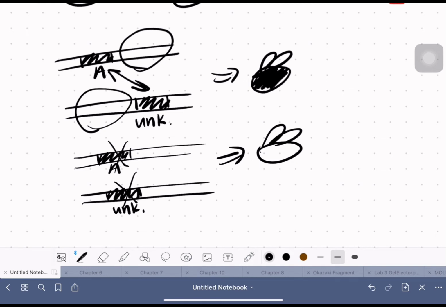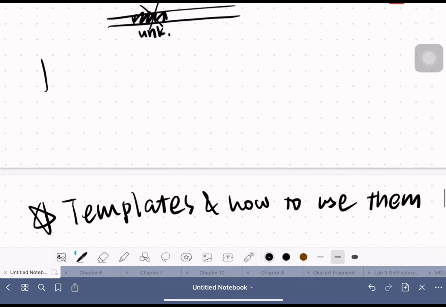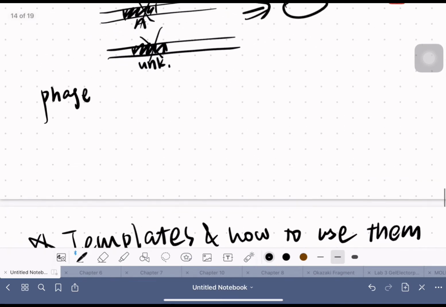Now, our experiment is about phage mutations. It's the exact same concept. Just now, our wild type phage means it can kill bacteria, and the mutant phage cannot kill bacteria.